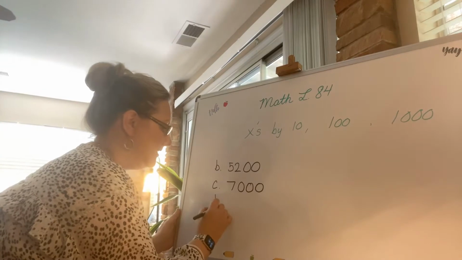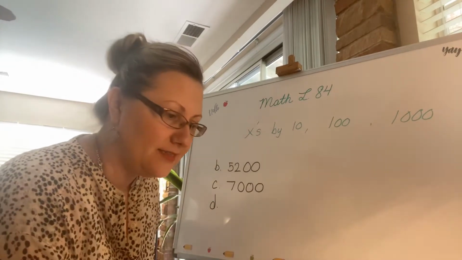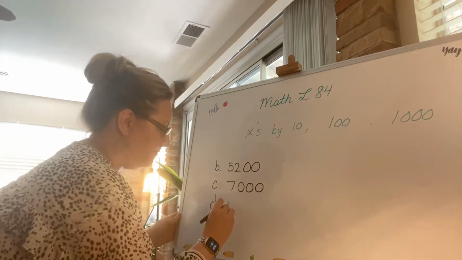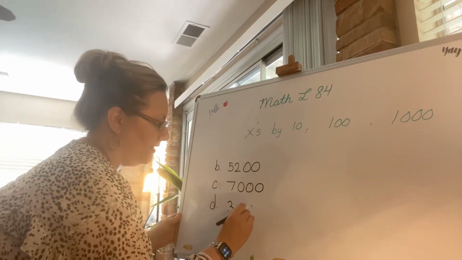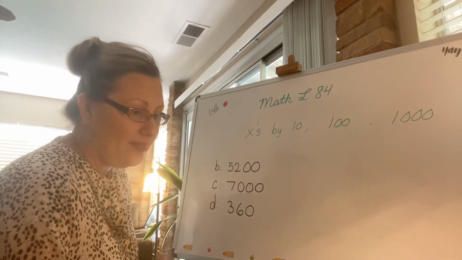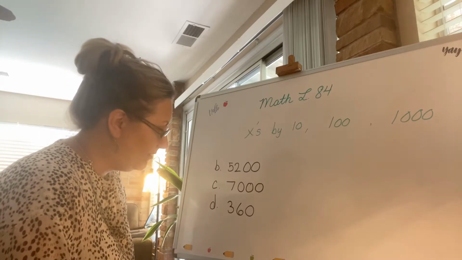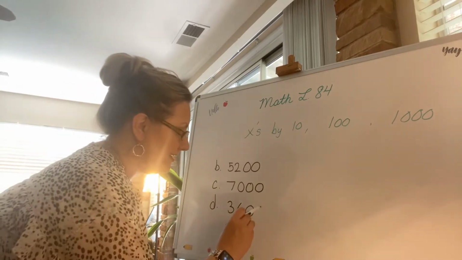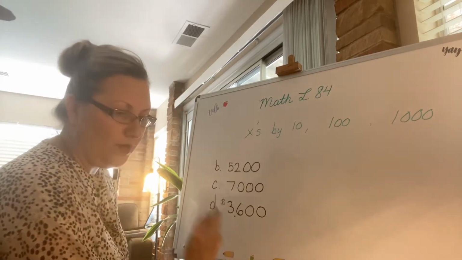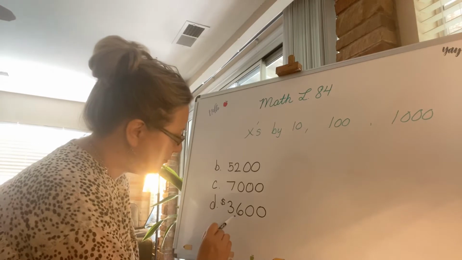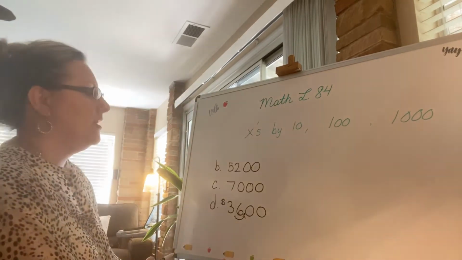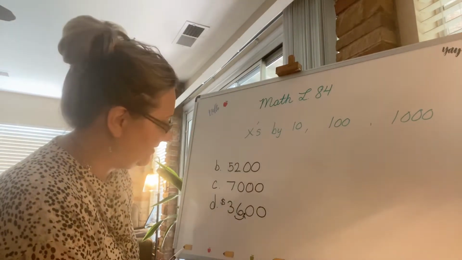Let's think about letter D. Letter D is $3.60 times 10. So write down the numbers for $3.60, and notice that when we add a 0 to $3.60, let's say here's $3.60, if we add 1 0, what we're also doing is moving a decimal point over by 1 space. So the answer now becomes $36.